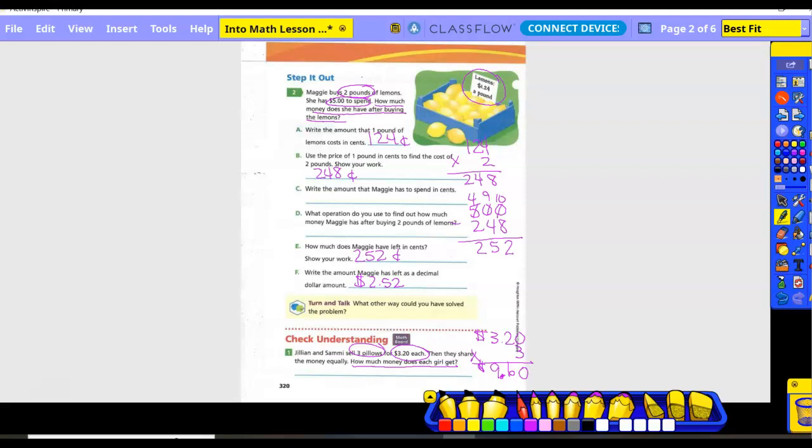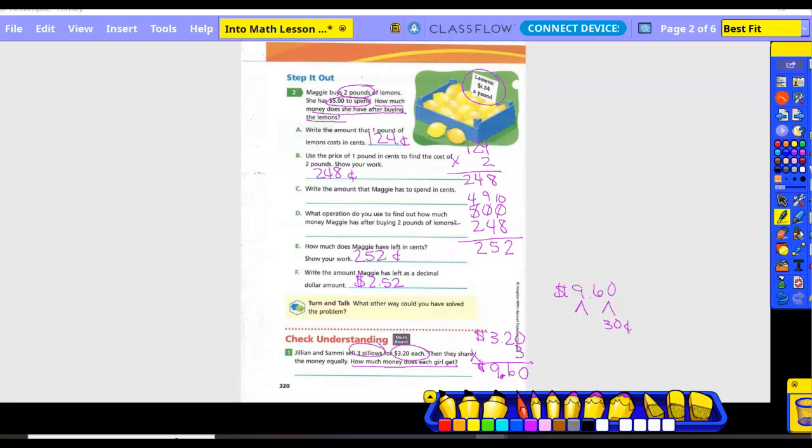Okay, so I got the $9.60 for the 3 pillows, right, guys? But then they want to know how much money each girl will get. So we have the $9.60. Can we split the 60 cents in half? What would be 60 cents in half? 30 cents. Okay, so we have the $9.60, and then we could break this into 30 cents, right?